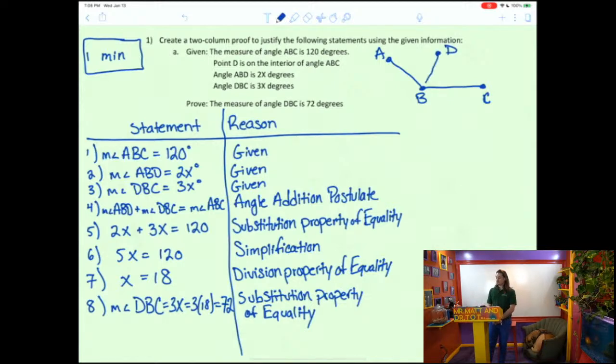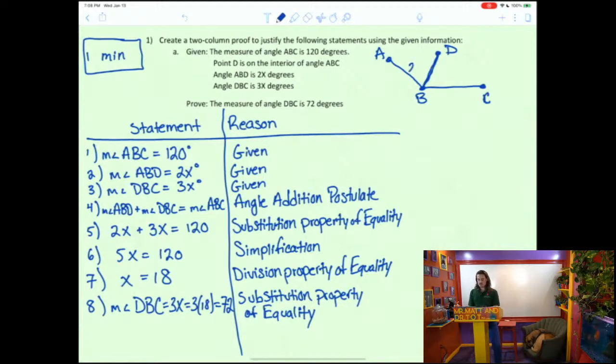Now what we can do is, if we know that the whole thing is 120, we know from the angle addition postulate that the two smaller angles added together have to equal the larger angle in total. So we start with our given information. The measure of angle ABC is equal to 120 degrees.